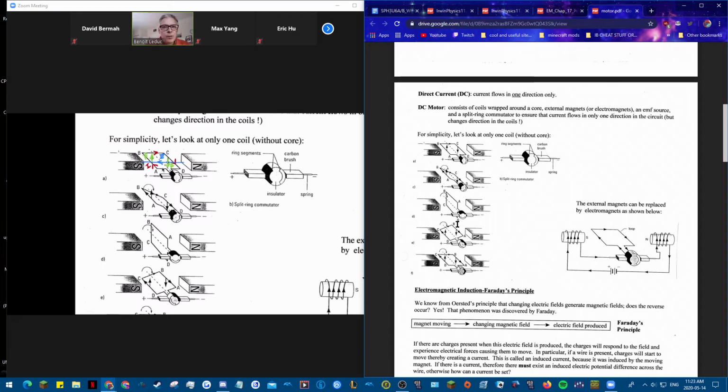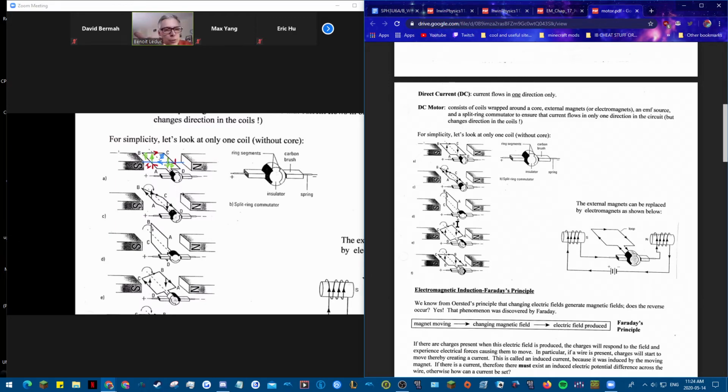So if the current in the coil keeps on going the same direction all the time, what happens is this coil will go like this, and this is not what you want. It's going to do like this.